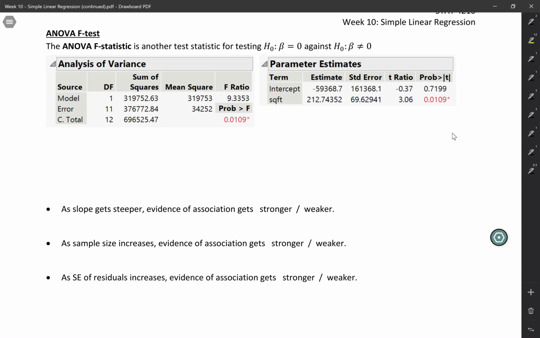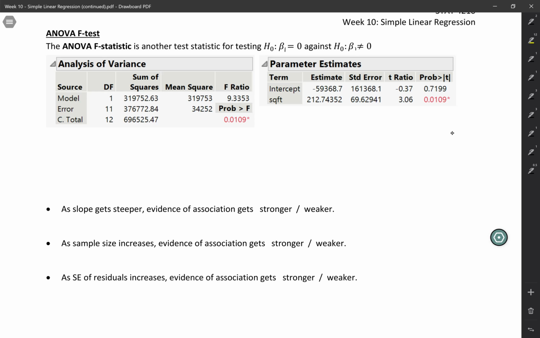We've already learned to conduct a t-test for the regression slope. In this video, we're going to look at another option using an ANOVA F-statistic. So this will be testing the same hypotheses. The null hypothesis is that beta is equal to 0, so the slope is equal to 0. Sometimes we've been calling this beta 1. I should probably change that notation for the slope.